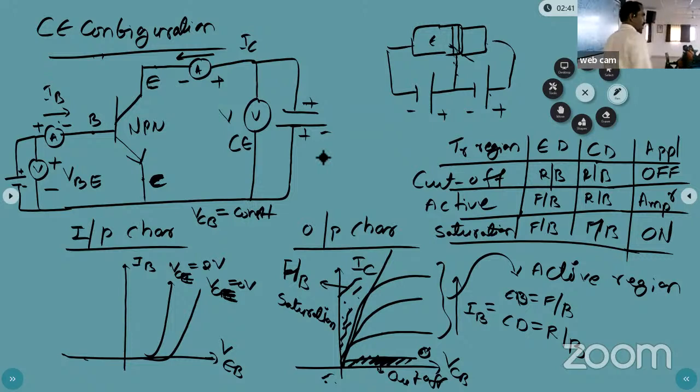Now the CC configuration. Here this is the CC configuration. In CC configuration, the common terminal is collector. Input is base. Output is emitter.